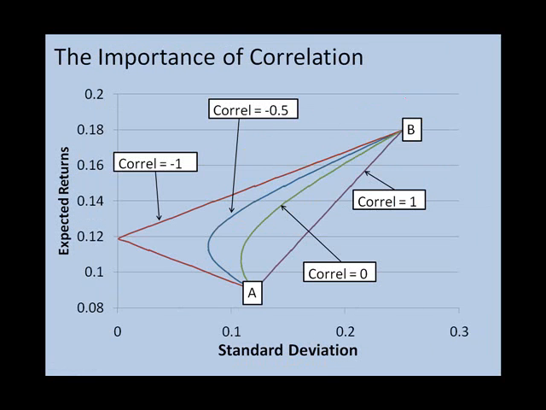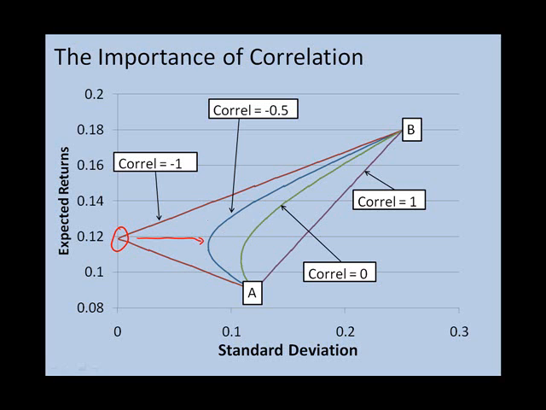Here's what happens if we change the correlation between asset A and asset B. First, let's consider the most extreme negative case, where the two assets are perfectly negatively correlated. When the correlation is equal to minus 1, we can see huge benefits to diversification. As we take on less extreme values of the correlation, such as minus 0.5, we see the benefits of diversification decrease. If we want to earn expected returns of 12% now, we have to take on more risk.